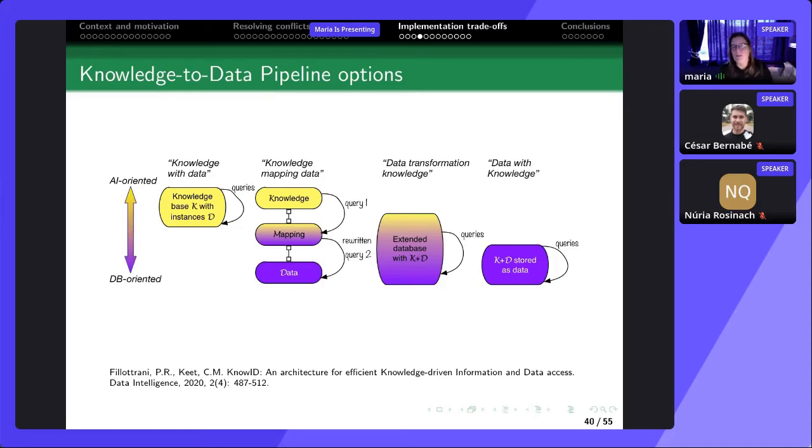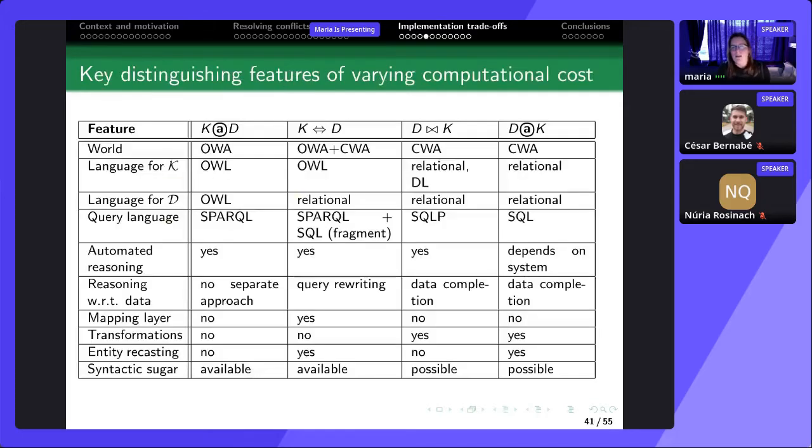So there are two in between there. What we call here, as a generic term, knowledge mapping data and data transforming knowledge, which we shall touch upon in the last few minutes here. So the key distinguishing features of varying computational costs. Also here in a case, we have a notion of trade-offs. What do you want? What do you need?